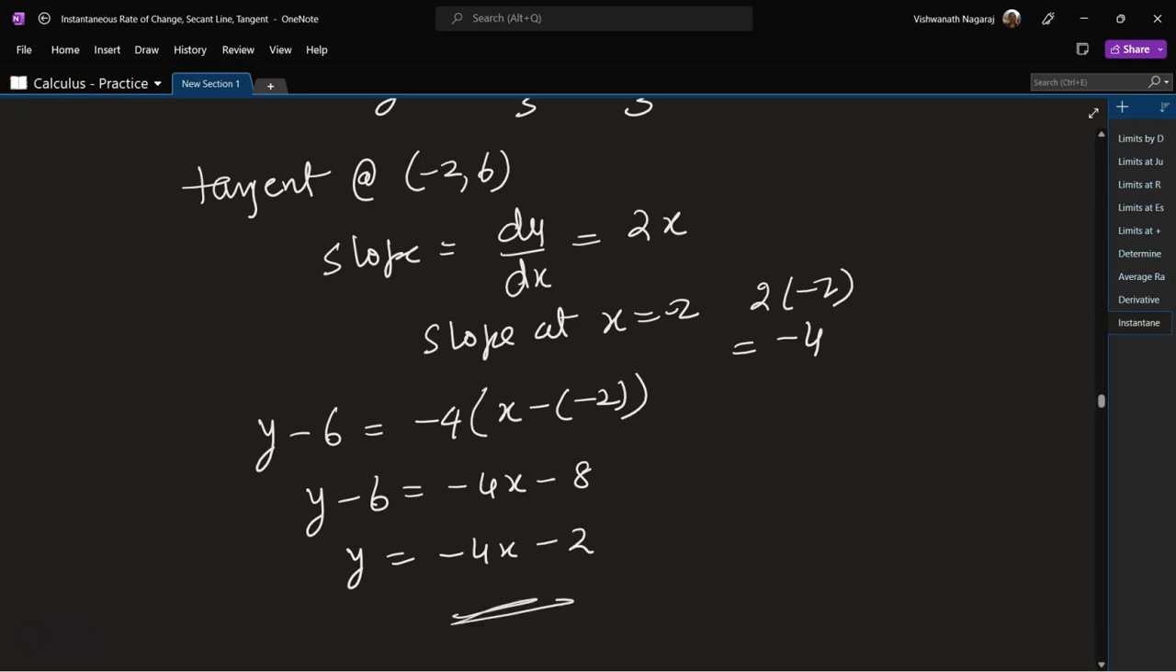So that is instantaneous rate of change. And as part of that, we looked at how to arrive at the tangent line, and additionally we also looked at secant lines once more.